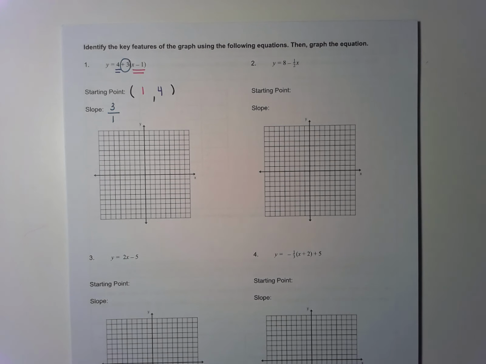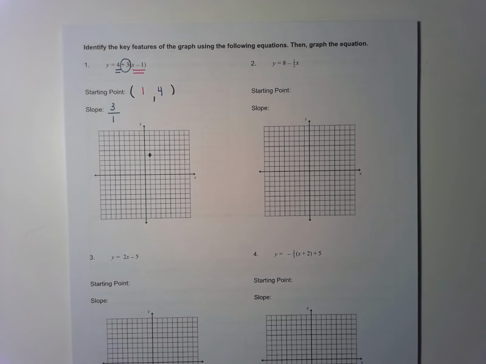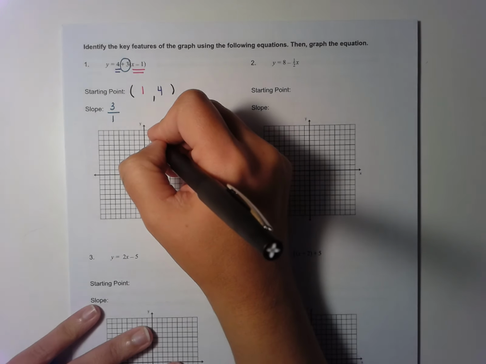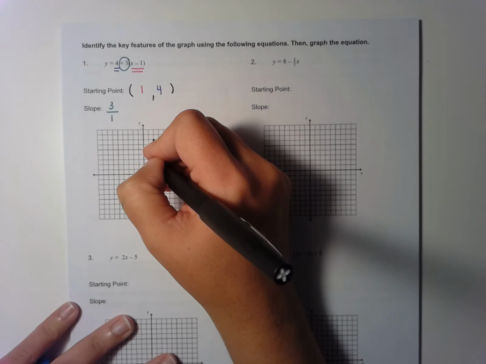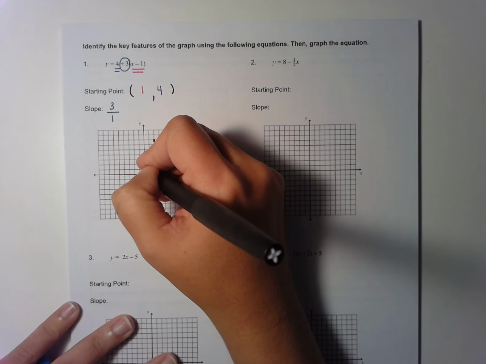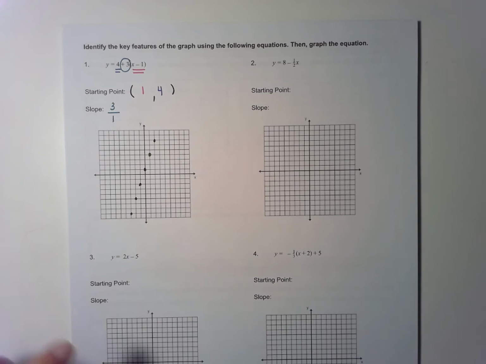Now we did these problems the other day, we just didn't start with the equation. Once you have your starting point, you can just graph it, the point 1, 4. And then from there, you can do rise over run. So rise 3, run 1. If you run out of room, you can always go backwards. Down 3, left 1.